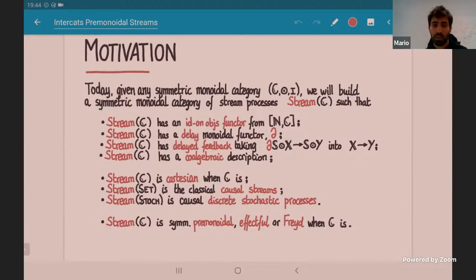We have some notion of delayed feedback in these monoidal streams. You can define it co-inductively. You can have this coinductive description that makes reasoning easy. Then we still recover causal stream functions. In the Cartesian case, we have stochastic processes, and we can have a source of examples when we use other pre-monoidal categories.